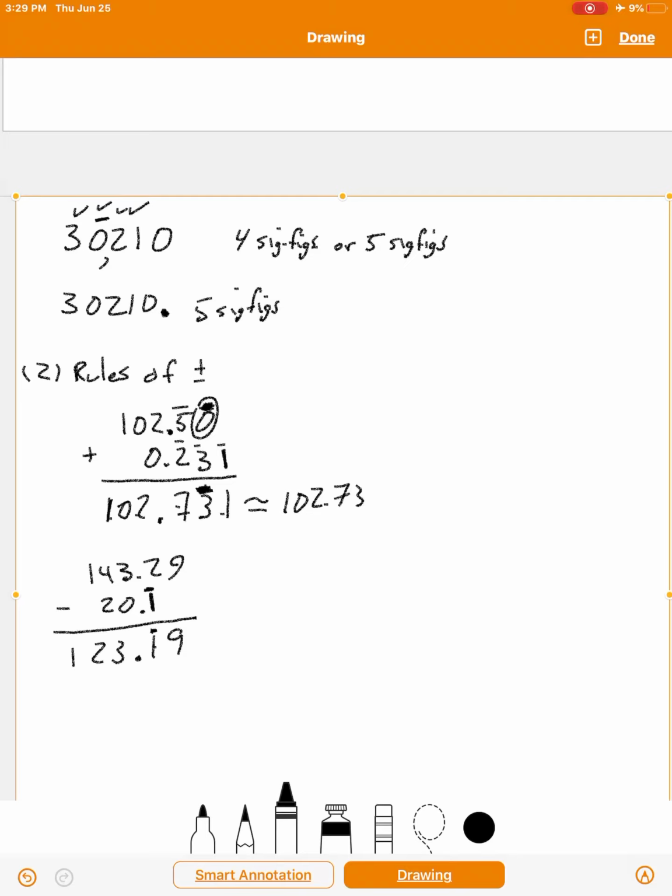So you look at the number that comes after it. If it's 5 or greater, you round it up. If it's below 5, you round it down. You truncate. So 123.2, right? Because 9 is 5 or greater, so you round it up to 123.2. So notice our answer only goes out the same number of digits as the one that went out the fewest in the measurement. These are measurements here. Okay?